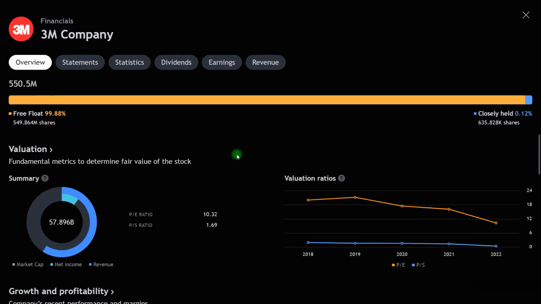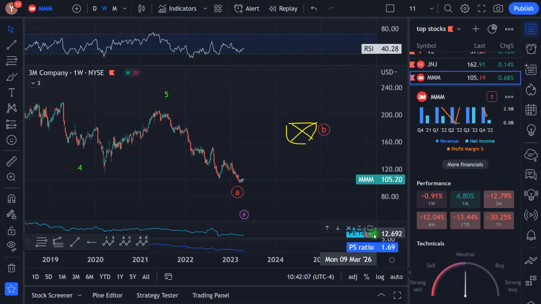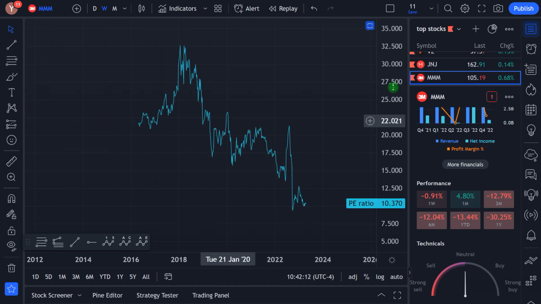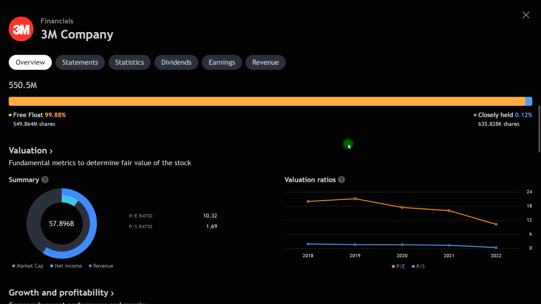So the valuation now, P/E ratio is only 11, it's very cheap. P/S 1.6, it's also very cheap. The average P/E ratio for the S&P 500 now is 15. If I check here for the last 8 years, yeah, we are trading very low. Historically we see P/E ratios of 30, 20, now it's only 10, so it's really very low. So the valuation is cheap.